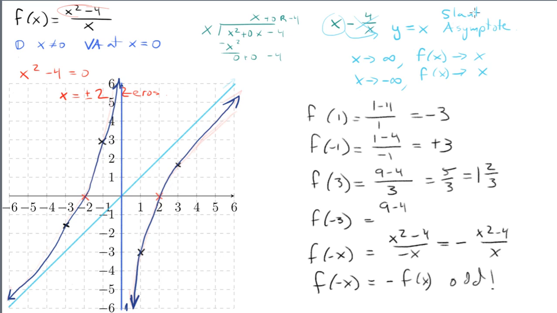But I think we did it. We got the slant asymptote. We got the graph. We've got our function.